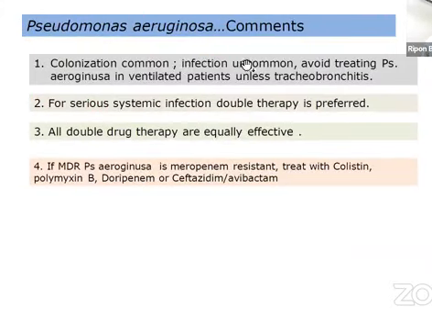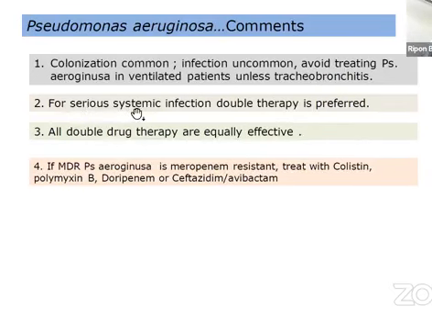So colonization is common, infection uncommon. So avoid treating Pseudomonas in an evaluated patient unless tracheobronchitis. If you consider that the patient is suffering from ventilator-associated pneumonia or any infection due to Pseudomonas, and there is tracheobronchitis, so any features of tracheobronchitis, in that case, we should start the antibiotic for Pseudomonas aeruginosa.